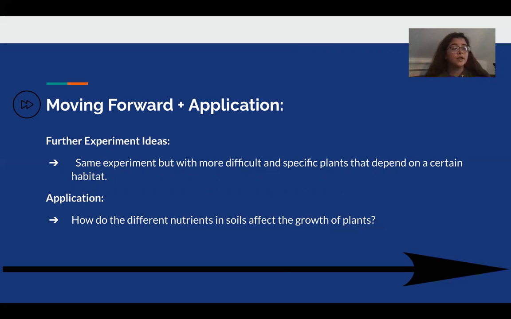And application: how do the different nutrients in soils affect the growth of plants? And that is my science fair.